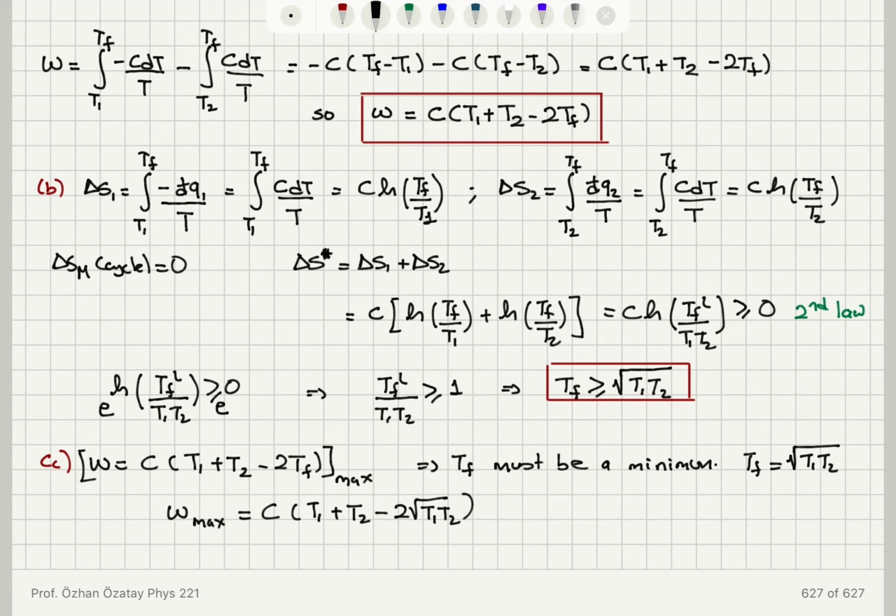Well, you can see that this is actually C times (square root T1 squared plus square root T2 squared minus 2 square root T1 T2), which means the maximum value of the work is C times (square root T1 minus square root T2) squared.